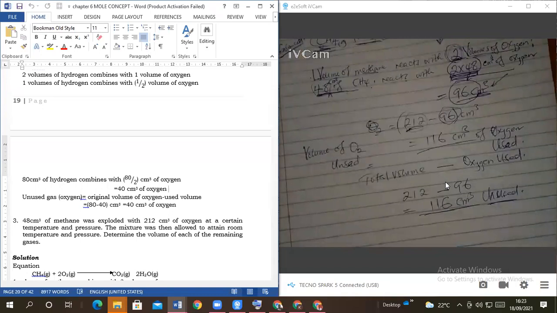Yes, teacher. Now, what was the volume of the carbon dioxide? Volume of carbon dioxide, because carbon dioxide wasn't used also. What is the volume of carbon dioxide from the equation? We are using 2 minutes to get the answer.